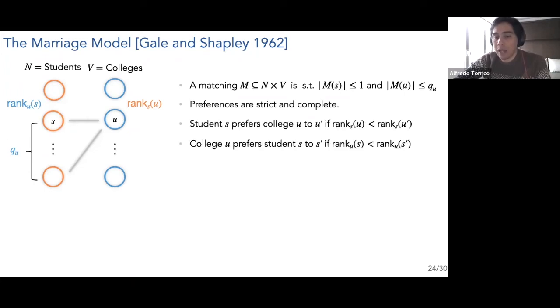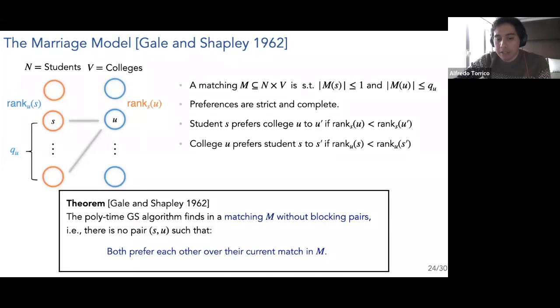We say that student s prefers college u to u' if the rank of u is less than the rank of u'. And we say that college u prefers s to s' if the rank of s is less than the rank of s'. So Gale and Shapley in 1962 provided an algorithm that finds a matching M without blocking pairs. That means that there is no student-college pair such that both prefer each other over the allocation that they have in the matching M.